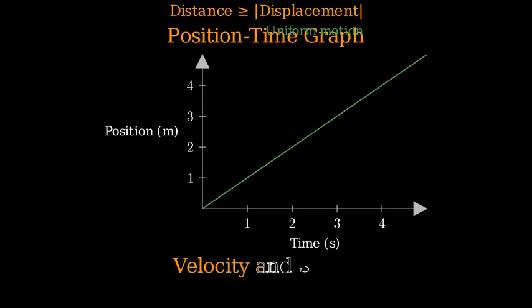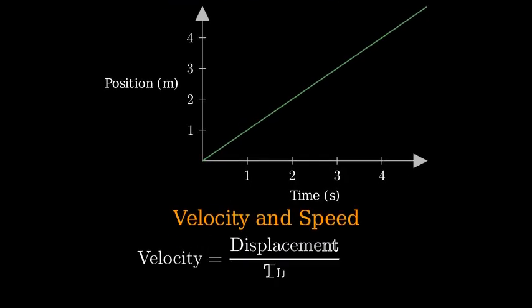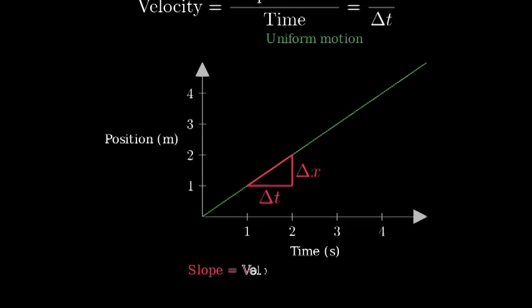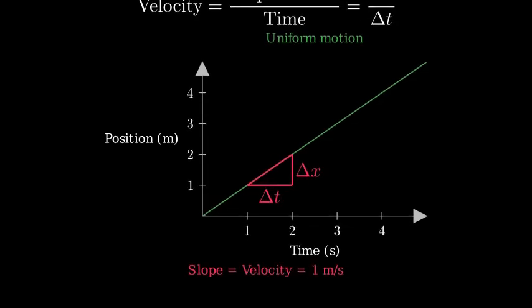Let's now move on to velocity and speed. Velocity is defined as the rate of change of displacement with respect to time. On a position-time graph, velocity is represented by the slope of the line. For instance, in our uniform motion example, the slope is constant, indicating a constant velocity.